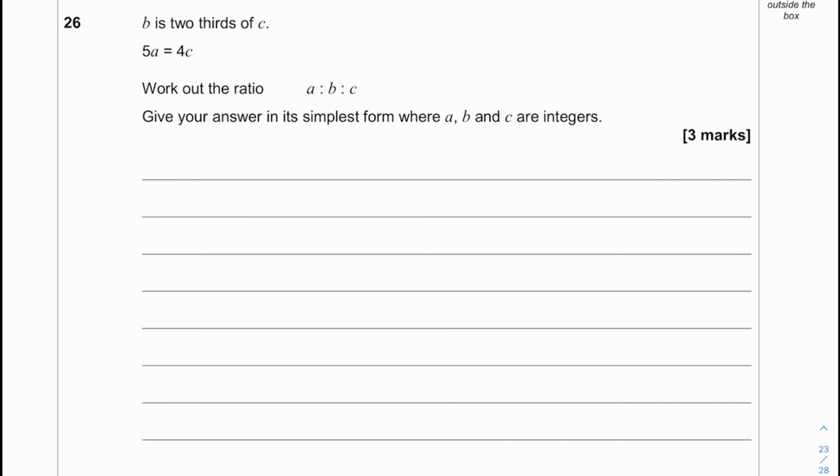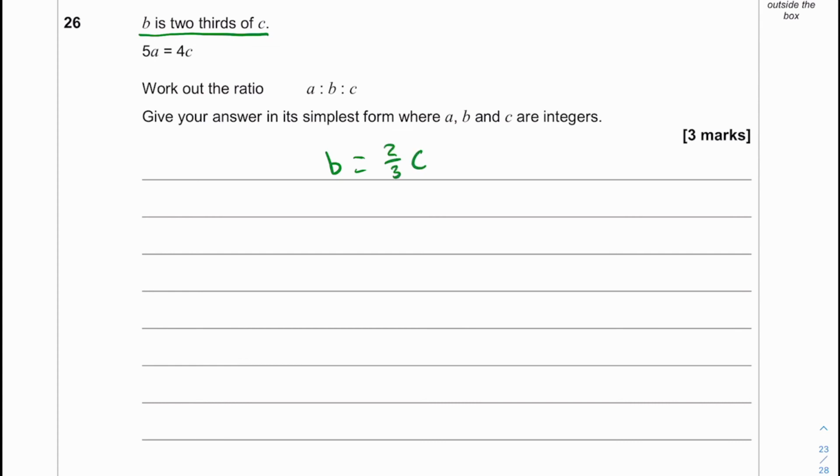Question 26, we're told that B is 2/3 of C and 5A is equal to 4C. We need to work out the ratio of A to B to C, giving our answer in its simplest form, where A, B and C are integers. So the first thing to do is convert this piece of information into a ratio. So we're told that B is 2/3 of C. So B equals 2/3 of C.